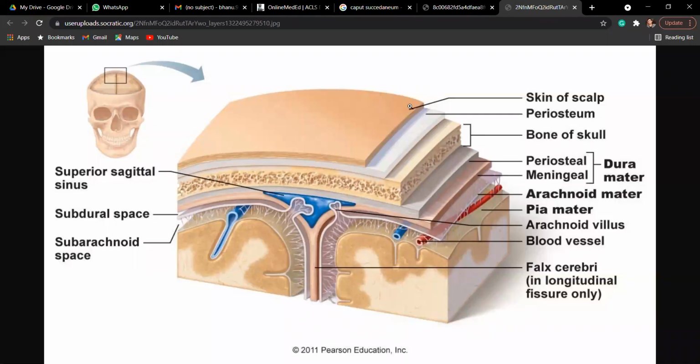Okay, so the outermost layer is the skin. Just after the skin you have the periosteum covering the bone, the skull, and please note that this periosteum fuses with the bone at the suture points. What I mean is that you have the sutures in the skull. I hope everyone knows that, right? Sorry, not in the brain, but in the skull.